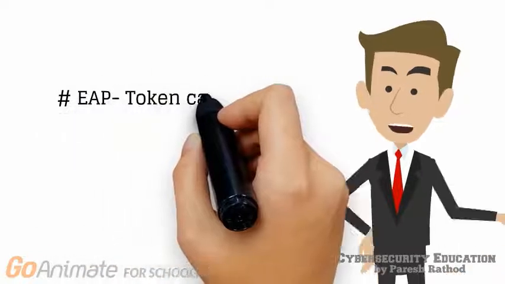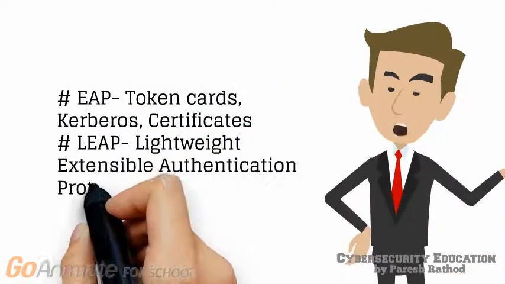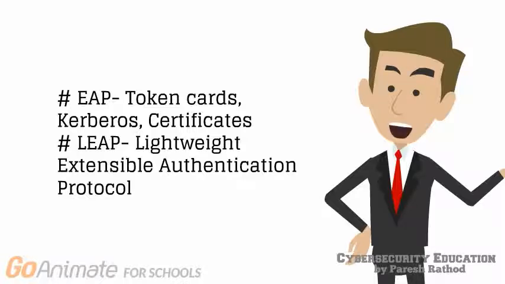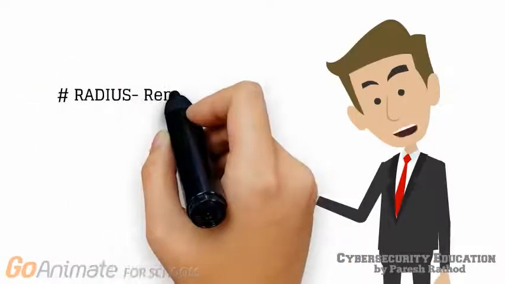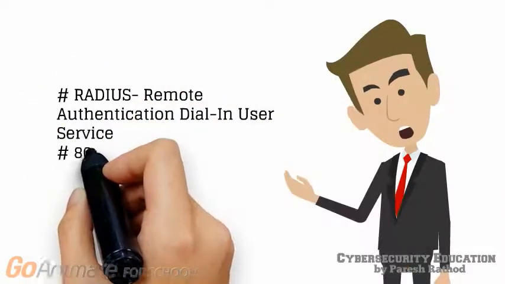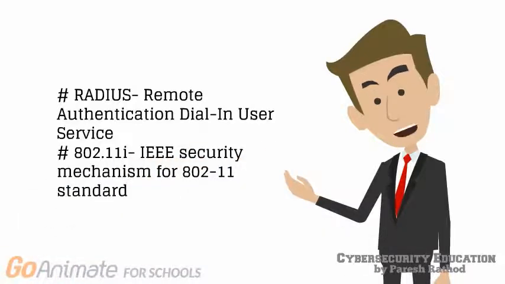EAP is incorporated into multiple authentication methods, such as token cards, Kerberos, and certificates. Cisco has developed a proprietary WLAN authentication protocol, LEAP. Remote Authentication Dial-In User Service, RADIUS, is a centralized authentication and authorization management system. 802.11i is an IEEE security standard for 802.11 Wi-Fi networks.